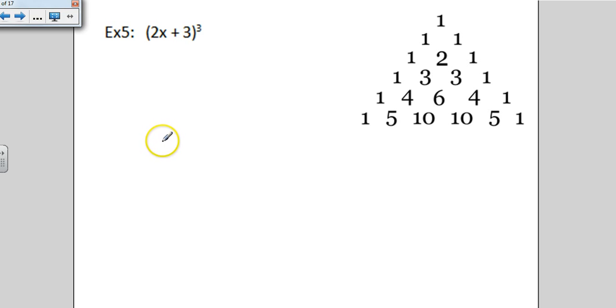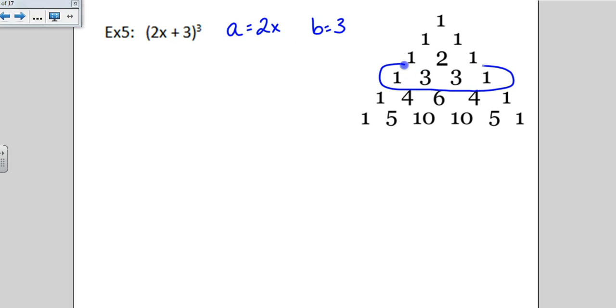Okay, example 5 is going to be more of the same, except we got a little bit of funkiness going on here. So this time our a is a 2x and our b is a 3. And since I'm cubing it, I'm going to be using this row again. So I'm going to write out the binomial expansion formula. It's 1a to the third plus 3a squared b plus 3ab squared. Probably are starting to memorize the pattern already. Plus 1b to the third.